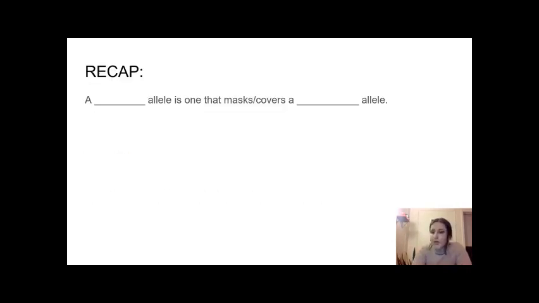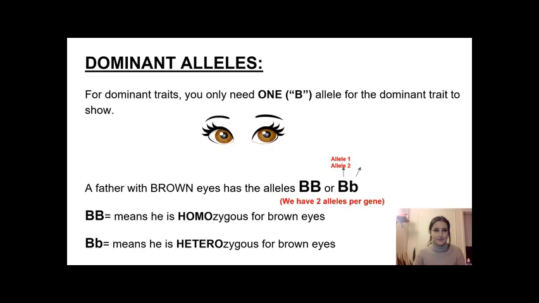Alrighty, so another recap, just one question. Everybody still awake? All right, awesome. So a blank allele is one that masks and covers a blank allele. Does anybody have the answer here? Derek? A recessive allele? No, not quite. Actually, the opposite. So a dominant allele dominates over something else. It covers the recessive allele. And that is what happens, but good try. You guys are doing awesome.